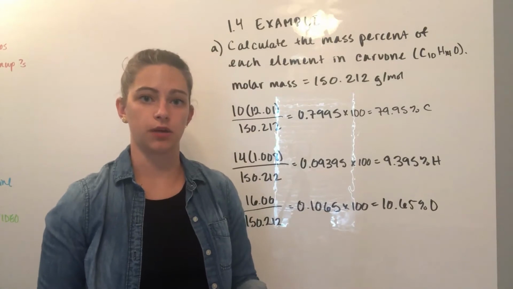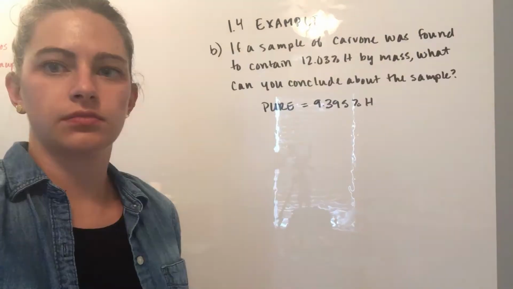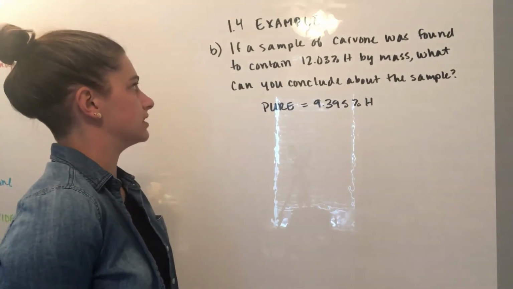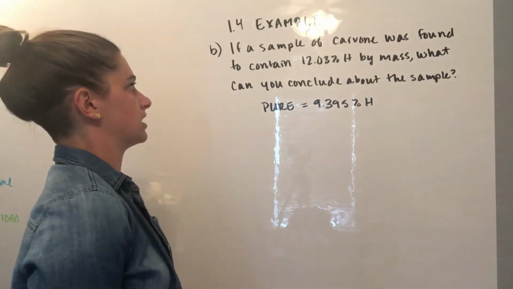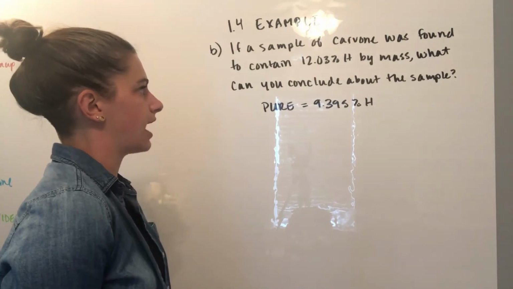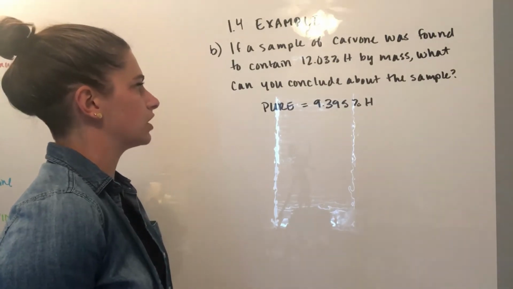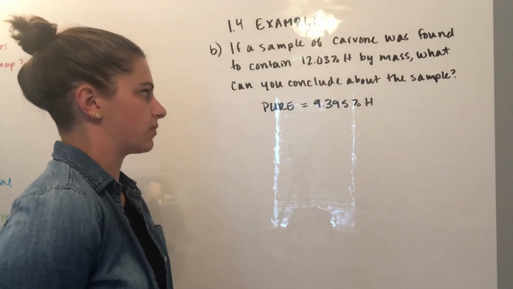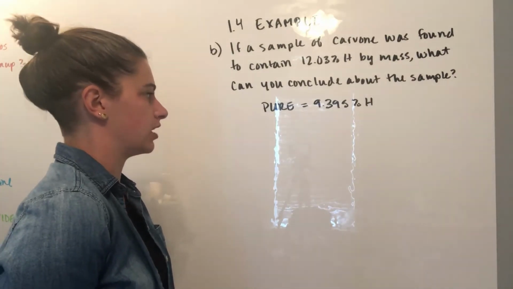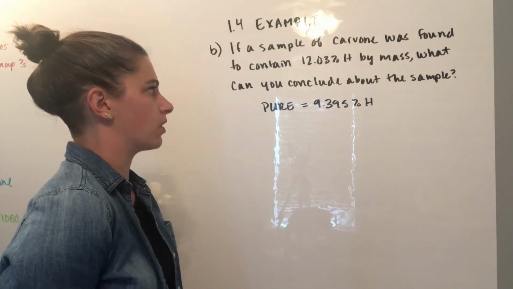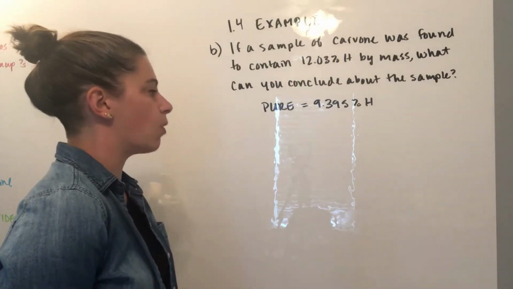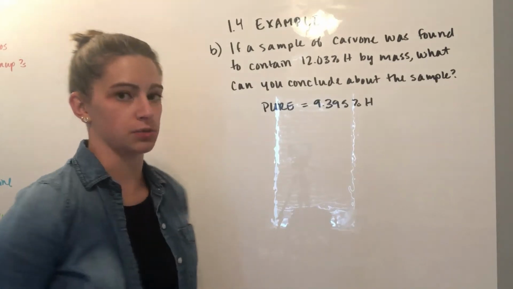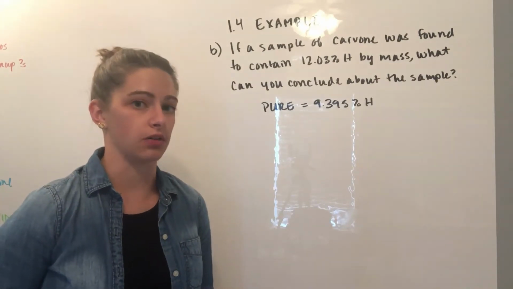So now let's look at part B. In part B of the 1.4 example, it says if a sample of carvone was found to contain 12.03% hydrogen by mass, what can you conclude about the sample? Okay, so our pure sample was only 9.395% hydrogen, which means that our actual sample has more hydrogen in it because it has a greater percent of hydrogen, which means it's getting hydrogen from somewhere else.